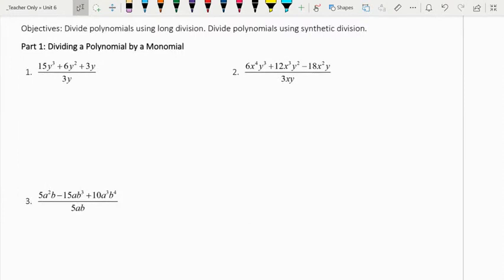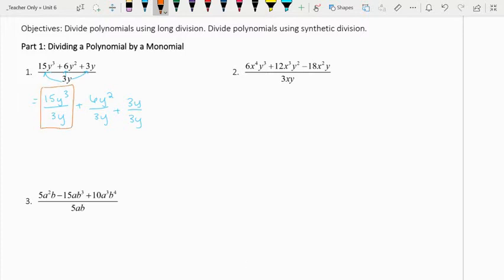All we're doing is dividing a polynomial by a monomial. So remember, polynomials are multiple terms, more than one, where a monomial is just one term. So when you have a poly divided by a mono, all you do is take all of the numerator terms and divide them each separately by the denominator. So we're taking 15y to the third divided by 3y, plus 6y squared divided by 3y, and then 3y divided by 3y. Okay, and then we treat each one separately.